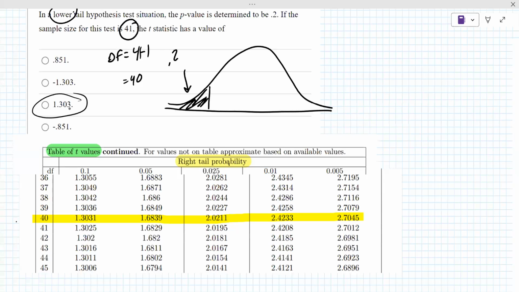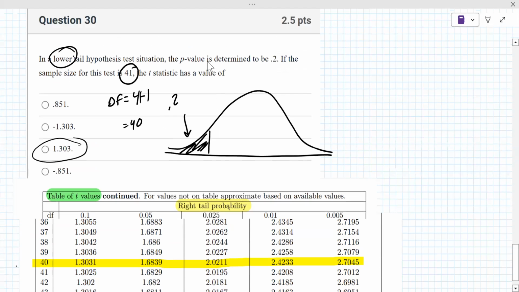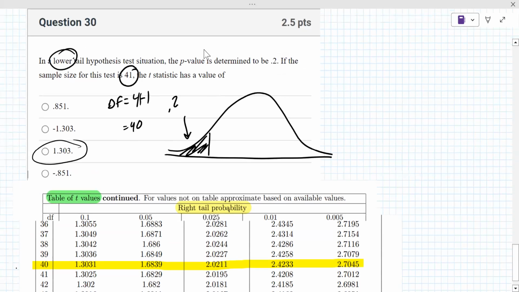If you think the question will just be the same when you get the test, you just remember it's 1.303. If you want more explanation, we'd have to go to the calculator to construct the p-values. It's okay. All right.